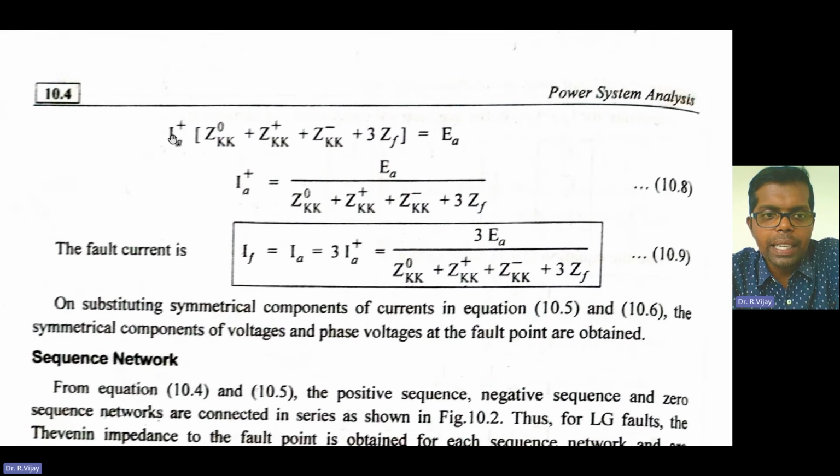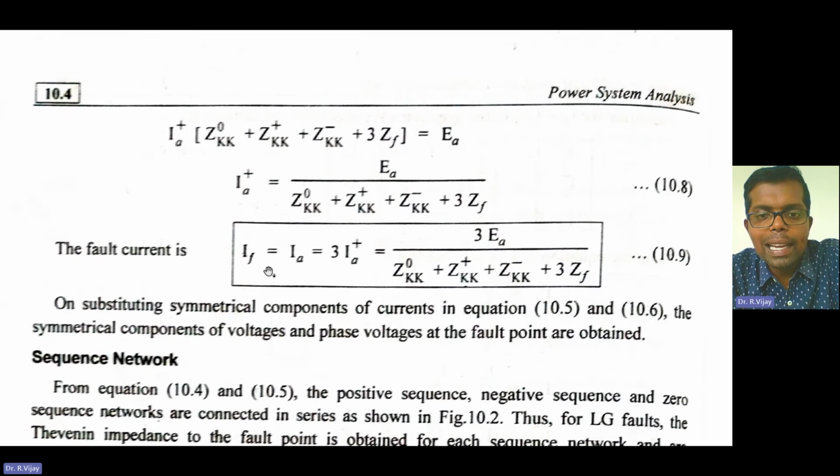So by taking this IA positive outside, IA positive is equal to EA divided by ZKK naught plus ZKK positive plus ZKK negative plus 3 into ZF. This is the positive sequence current for the line to ground fault, that is, a fault happening at the particular phase A, where phase A is touching the ground wire.